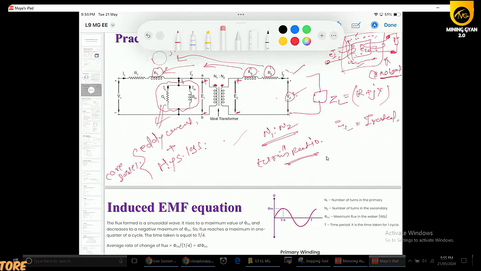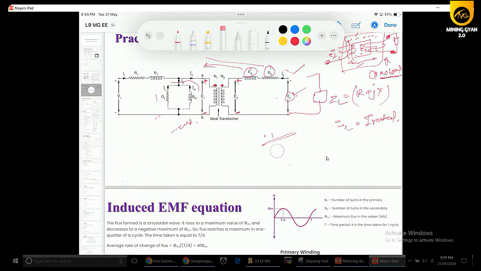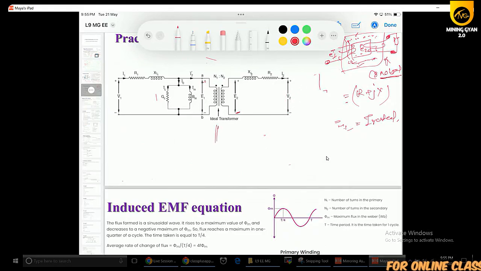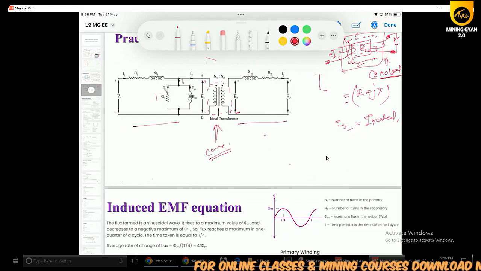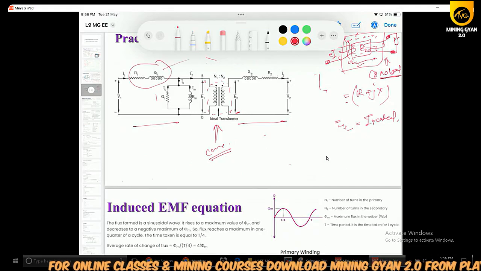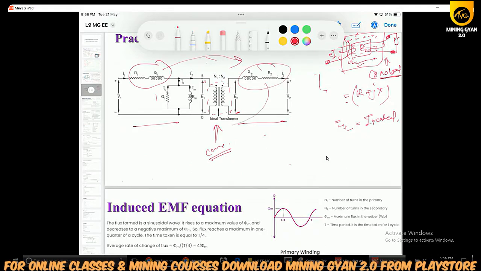And sometimes, as you know, there is an isolation between these two windings by the core. Okay, these two are isolated by an iron core. So this circuit is different, that circuit is different, but we want to refer the things, means these parameters to this side or these parameters to that side.